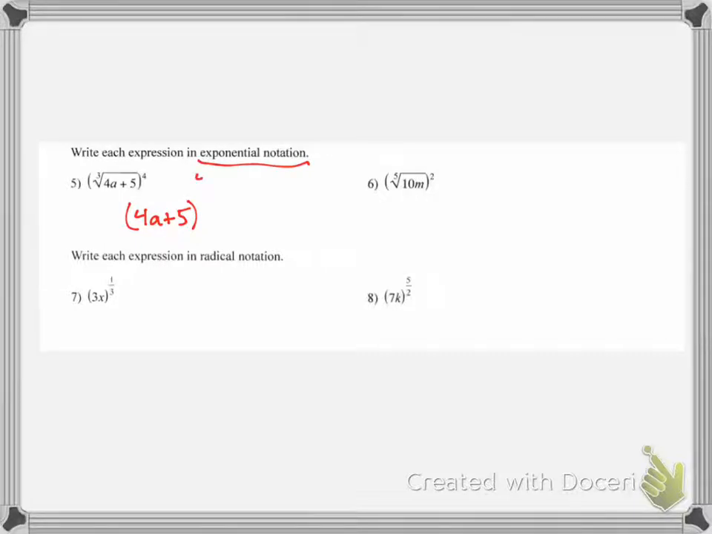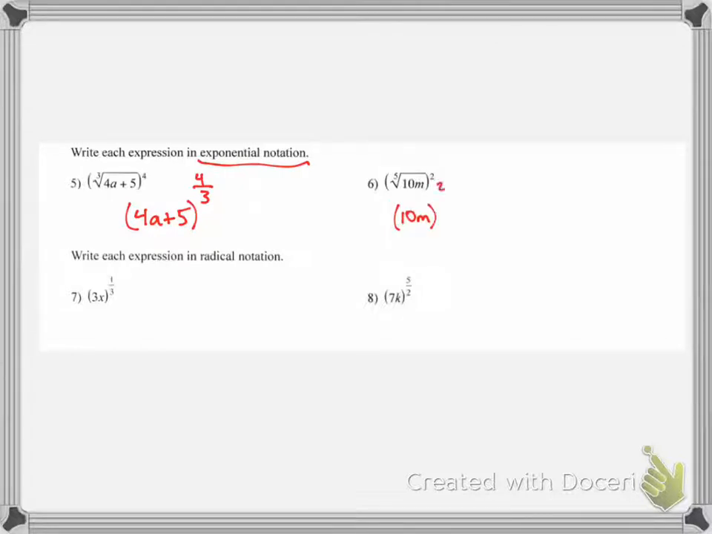The exponent that's out front is the top number of your fraction. The root is the bottom number of your fraction. And that's written in exponential notation. Notice I'm not doing anything else with it. We're not going to magically pull a number out of this and punch it in the calculator. We're just simply rewriting it. That's it. So number 6 is the exact same idea. You've got 10m.